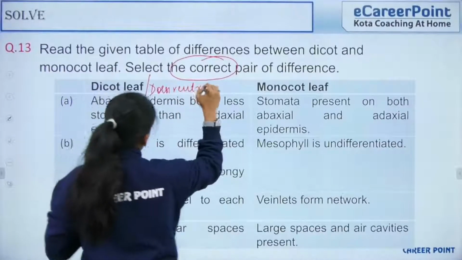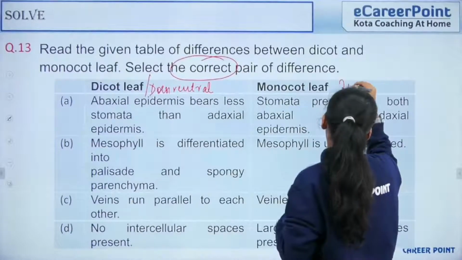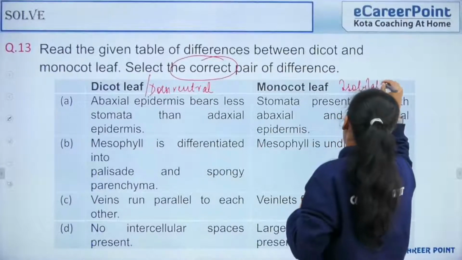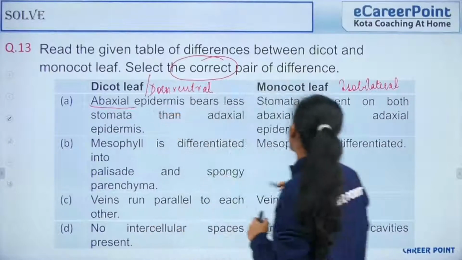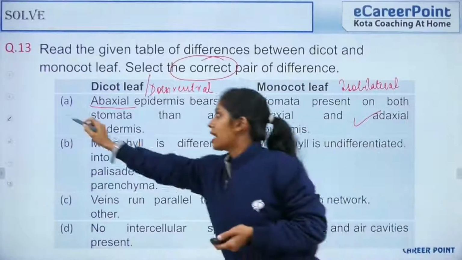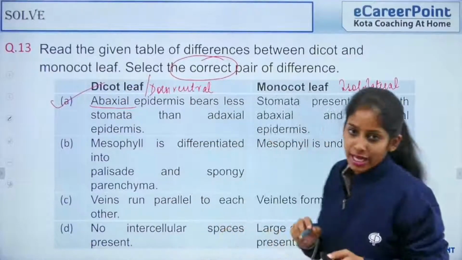Monocot leaf is also called the isobilateral leaf. Here you have more stomata on the lower side, abaxial. Here you have it on both the sides. So the right answer is option A.